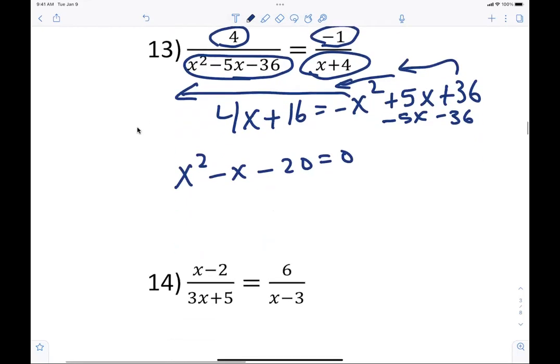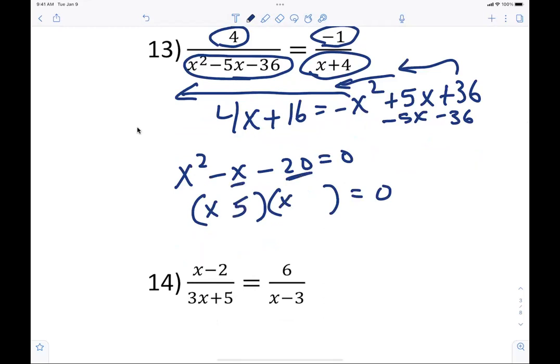Okay, now we have to factor. So again, this is going to factor into x. Factors of 20 that make 1 are 5 and 4. I want it to be negative, so I want the 5 to be negative, 4 to be positive. So now x equals 5 or x equals -4.